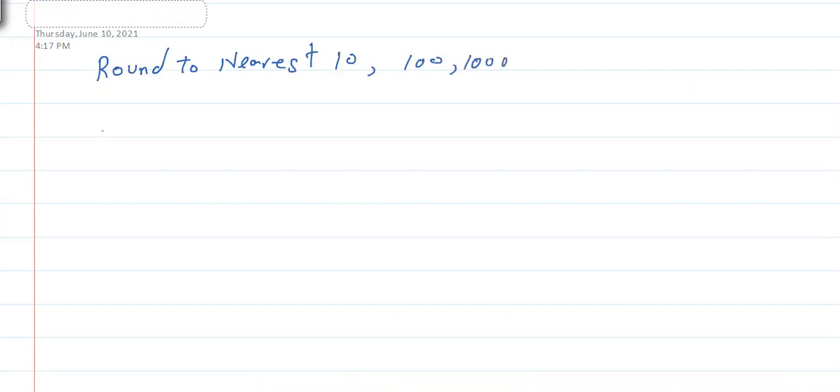Okay, first question is round to nearest 10, 100 and 1000. For everyone you have to do the same. Okay, I'm doing one example so you will understand how you have to do. The first example I'm doing for you so you will be able to understand that one.